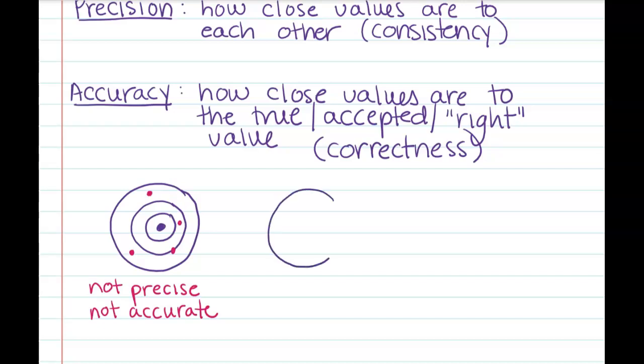Let's try another one. Oh, they might get worse. We'll see how this goes. Okay, this is a bullseye. I'm defining it that way. Let's say you throw darts and you're trying to hit the bullseye and they end up there. Those are precise. You throw a dart, you try to hit the bullseye, you hit there instead. But since your goal was the bullseye, they're not accurate.